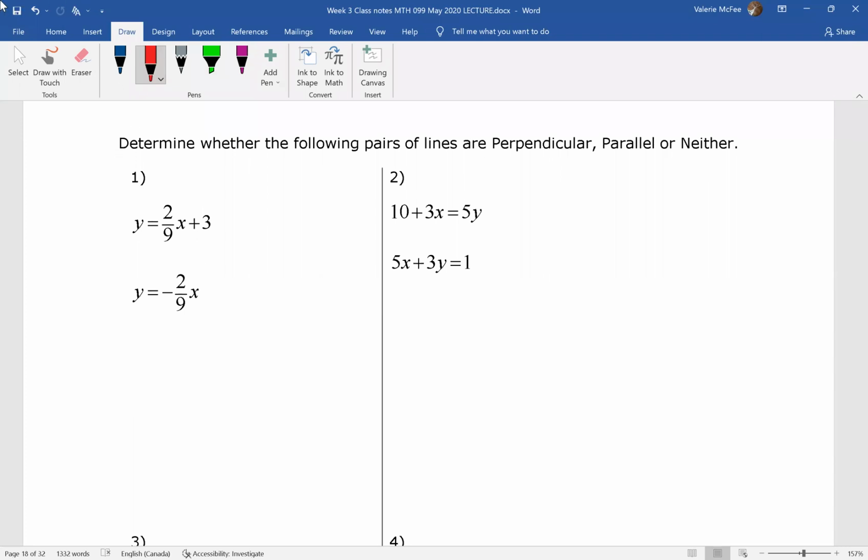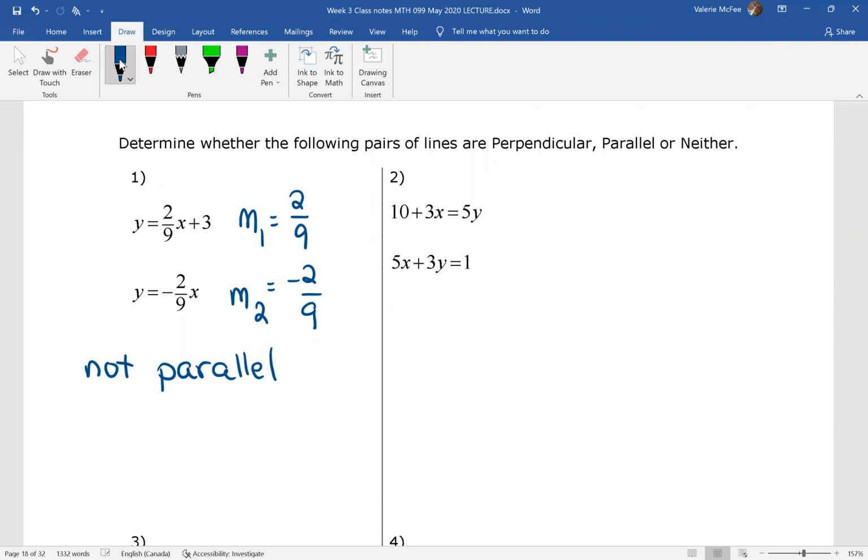Let's look at question 1. Are they parallel, perpendicular, or neither? If you were asked to verify this on a test with me, I would want you to tell me what the slope of the first line is, the number multiplying x. I would want you to tell me the slope of the second line. And then look at them. Are they exactly the same? No, they're not. So we know that they are not parallel.